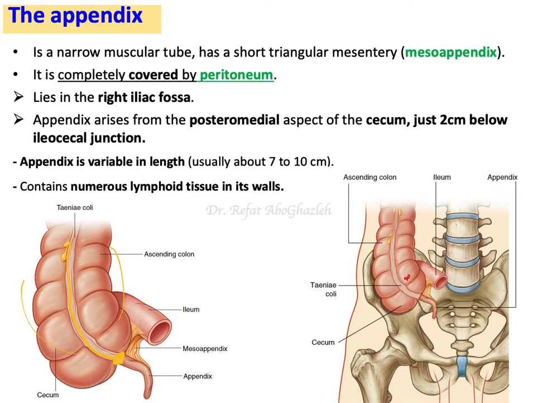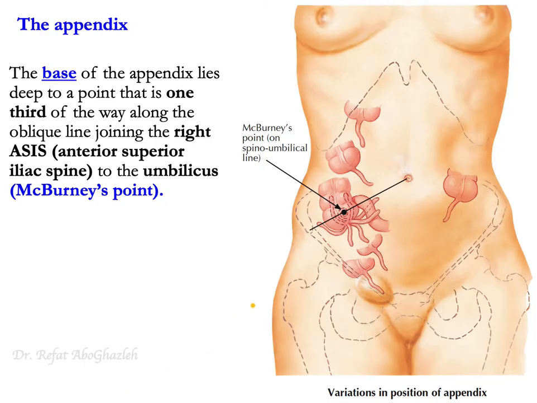Once it ends, they know that we found the base of the appendix. So where is the base of the appendix? Why do we care about the base of the appendix but not the apex of the appendix itself? Because the apex of the appendix can be variable: behind the cecum, behind the ascending colon, hanging down in the pelvis, or behind the ileum or anterior to the ileum. So there are a couple of positions, we'll talk about them, but the base of the appendix is the fixed part that we care about.